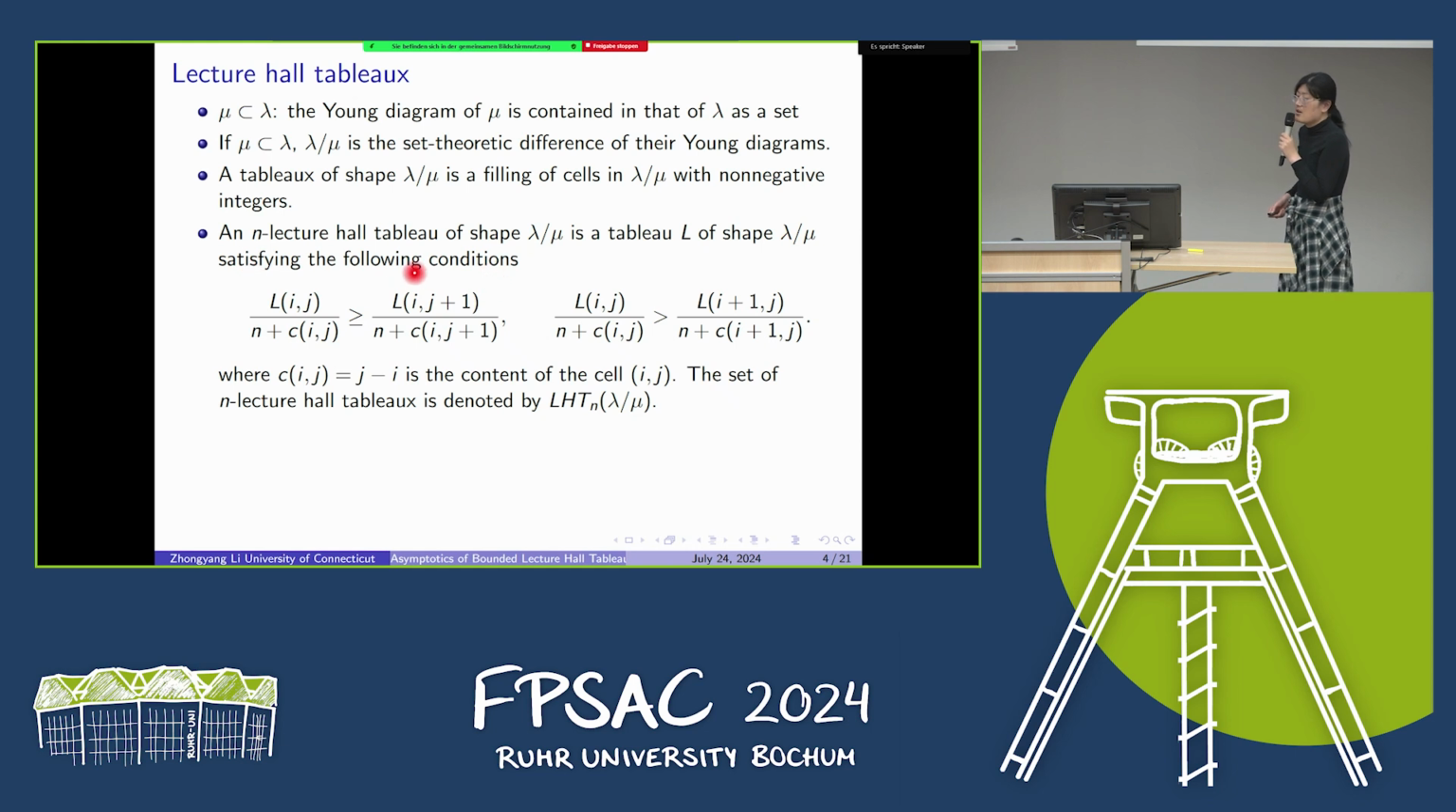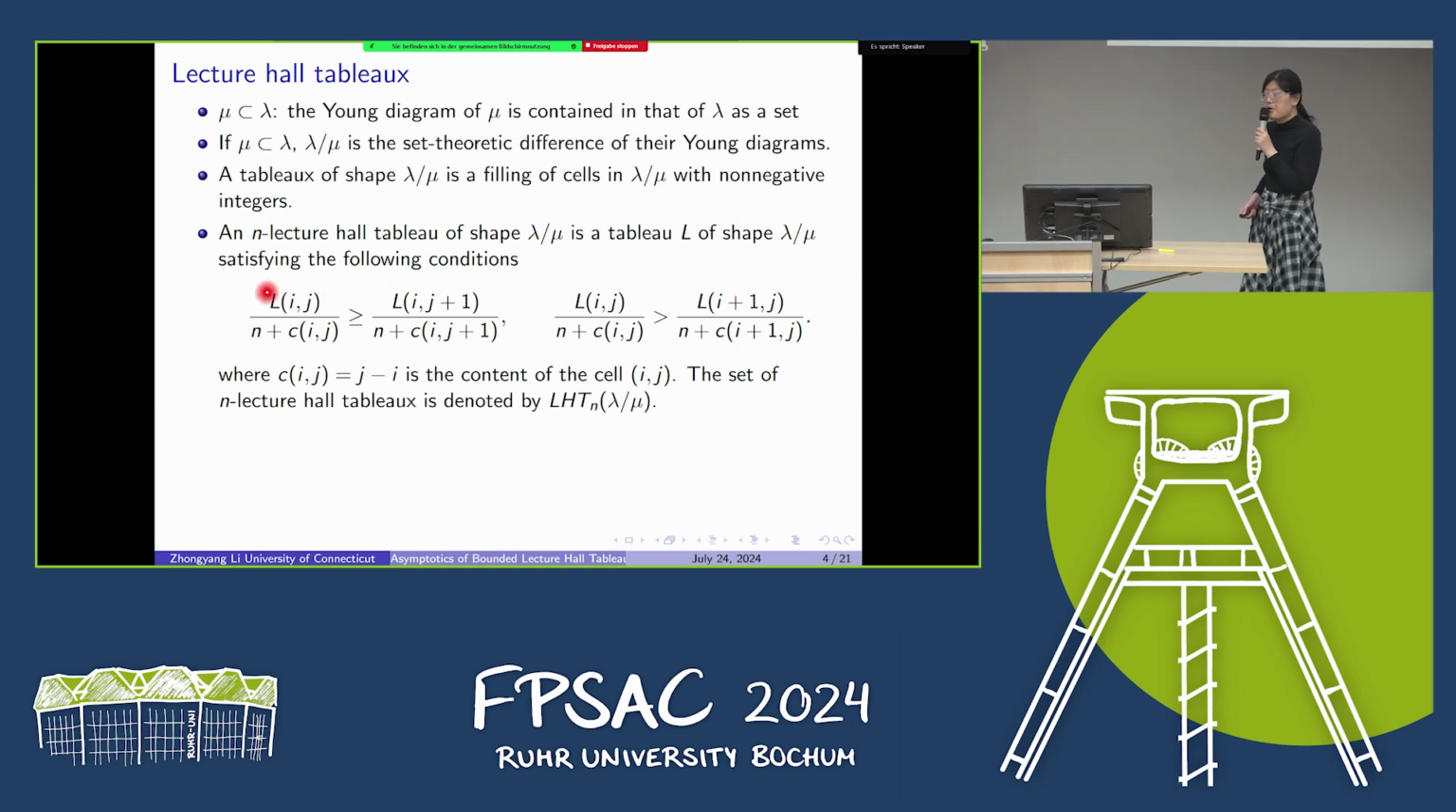However, if we change the filling rule: each unit square has a coordinate (i,j), where both i and j are positive integers. Each unit square is indexed by (i,j), and L_ij is the non-negative integer we put in that unit square. If L_ij divided by n plus c_ij, where c_ij is the content of the cell (i,j), which is j minus i, is weakly decreasing along each row and strictly decreasing along each column, we call it an electrical tableau. Here n is simply the length of the partition.